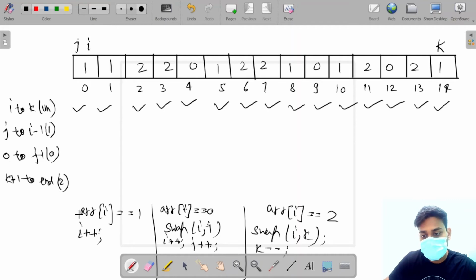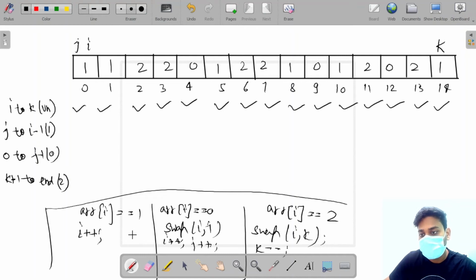So what will these three do? Whenever we find 1, we will simply increase the value of i. This will decrease the unknown area and increase the area of 1. For arr of i equals 0, i plus plus, j plus plus: again the unknown region decreases and the region of 0 increases. And this also does k minus minus. If we do k minus minus, then again the unknown region decreases and the region of 2 increases.